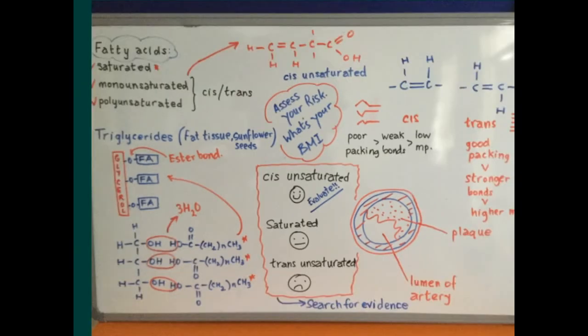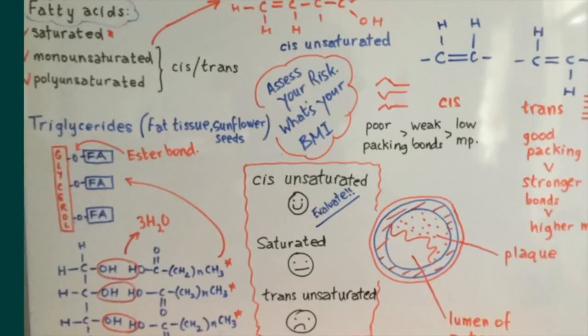Whereas trans fatty acids have good packing and by extension stronger bonds between one chain and another chain. This stronger intermolecular force ultimately leads to a higher melting point, making trans fatty acids less likely to be associated with the development of blockages known as plaque.